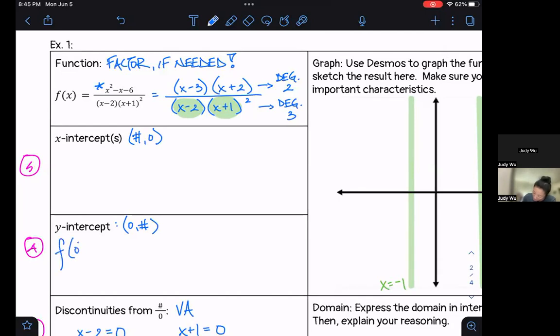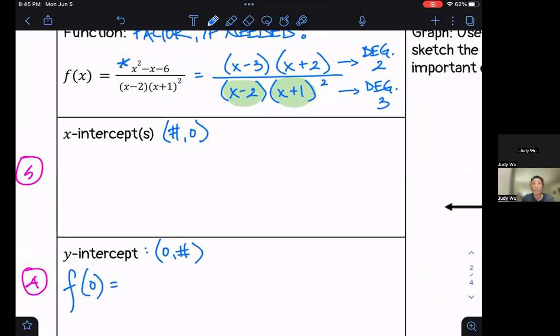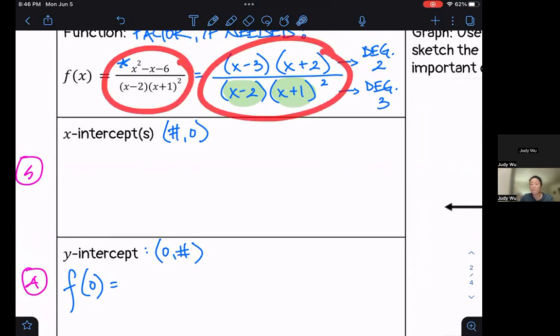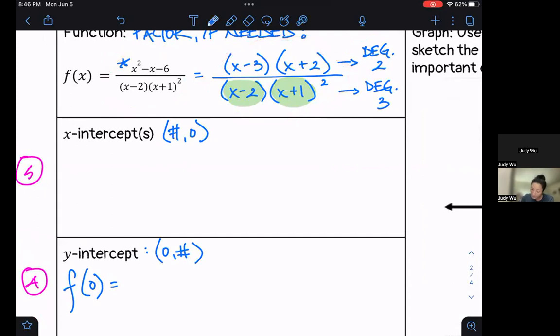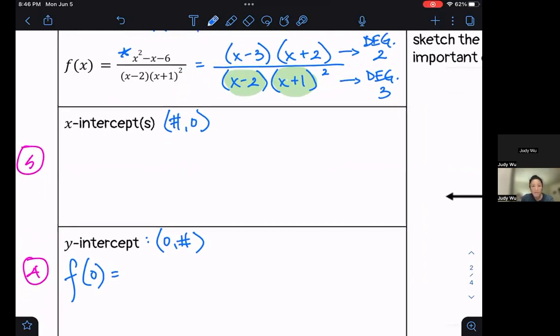I take my function, everywhere I see an x, I'm going to plug in 0, okay? And it doesn't matter whether you plug it into the original or the factored. It's really up to you. I'm going to go ahead and plug it into the factored form, just because I personally like to work in factored form when I can, but it doesn't matter if you do the other one. So 0 minus 3, 0 plus 2 over 0 minus 2 times 0 plus 1 squared.